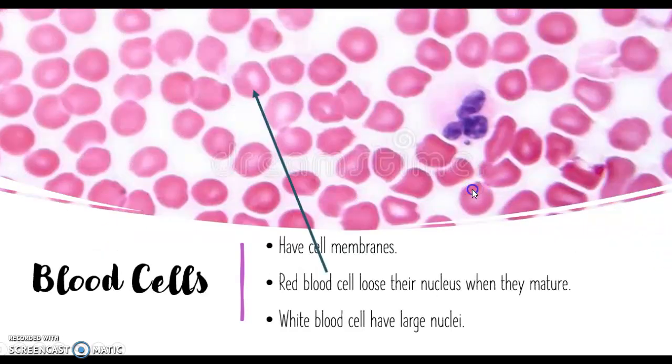Here's blood cells. Now, something unique about blood cells. Red blood cells, they lose their nucleus as they mature, but not the white blood cells. And you can very easily see the very large nuclei.